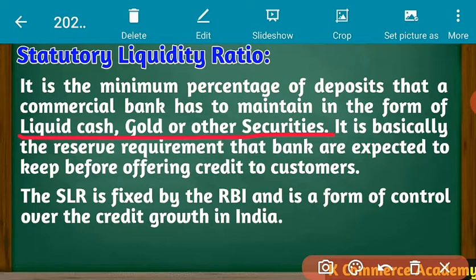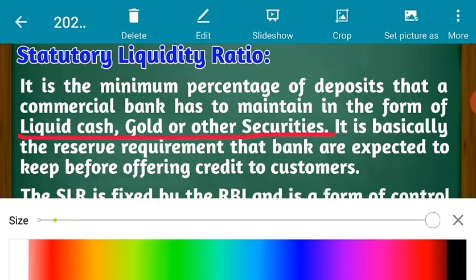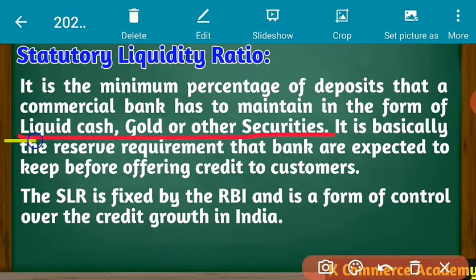You may be getting confused and finding that CRR and SLR seem to be the same. Both are a minimum percentage of deposits. Both rates are decided by the RBI. Both are a control over the money supply. But there are certain differences. In the statutory liquidity ratio, the amount can be kept in the form of liquid cash, or gold, or other securities also. But in the cash reserve ratio, it is compulsory to keep it in the form of cash only.